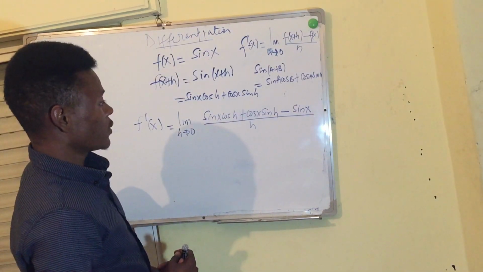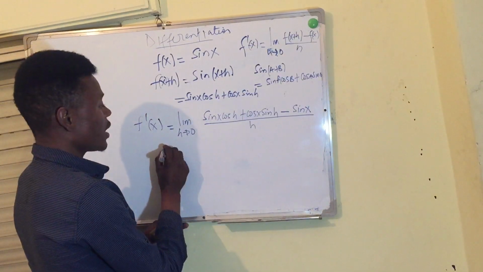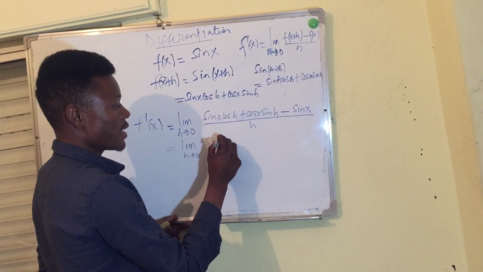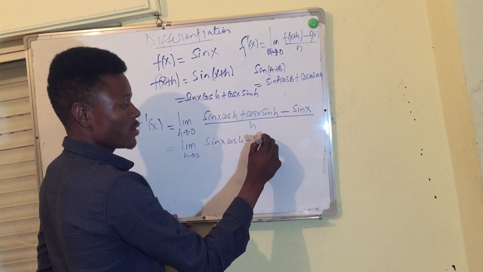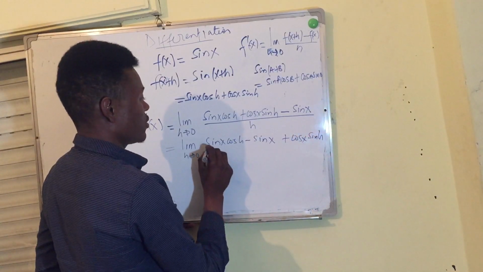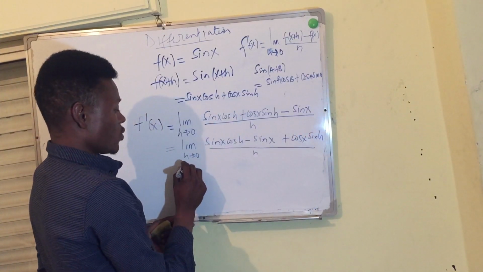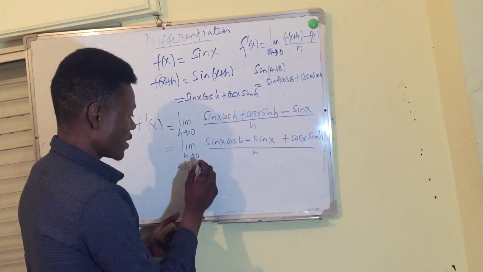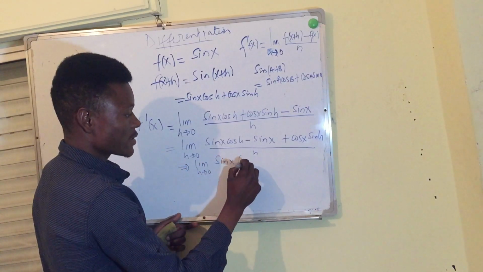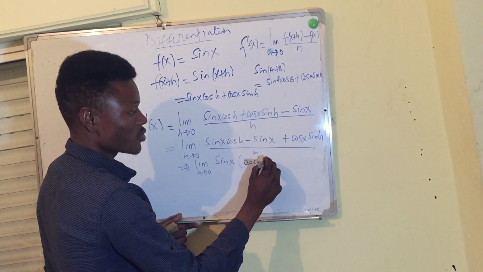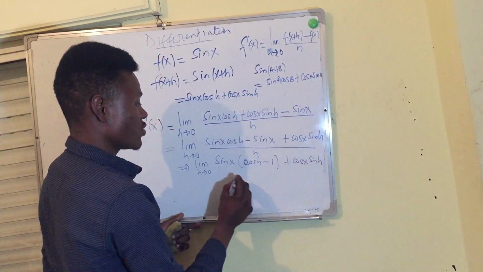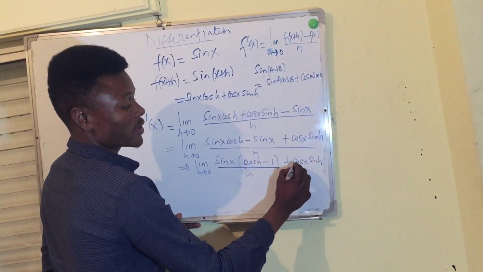So za mu iya haɗe su wuri guda. Idan muka haɗe su wuri guda, this is something as sine x cos h, then we have plus cos x sine h over h. So akwai sine x, then we factor one sine x out. So this is limit as h goes to 0. Sine x, muna da what? Cos h minus 1, then plus cos x sine h, all of them over h.